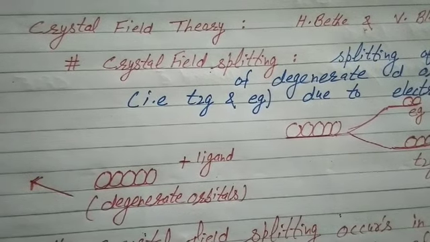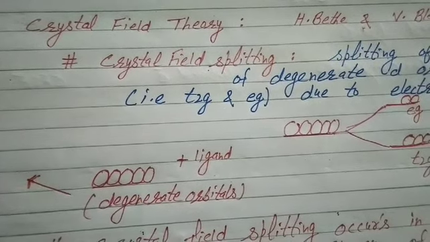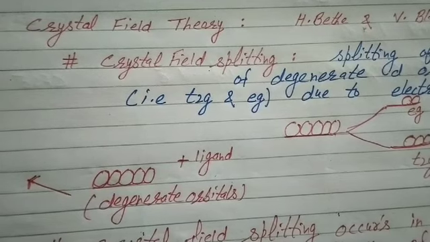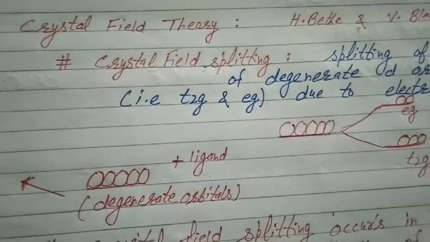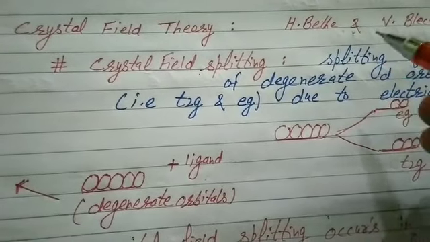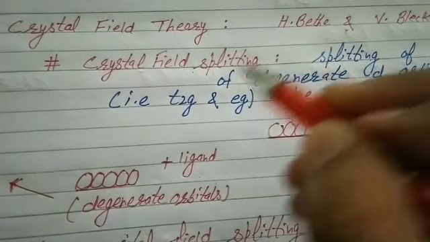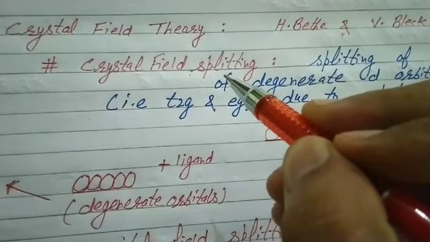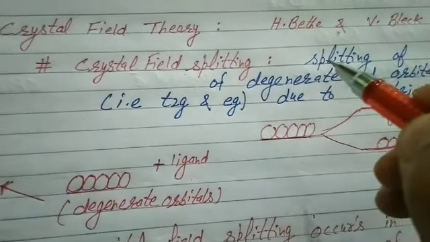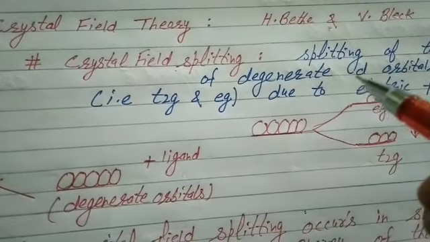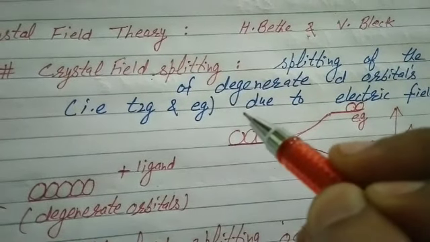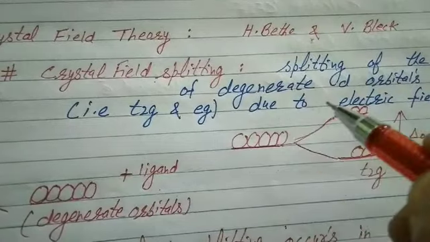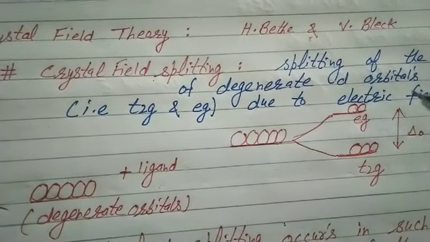Students, in coordination compounds, today we are going to study CFT, crystal field theory, given by the scientists H. Bethe and V. Bjerrum. At first, what is crystal field splitting? Already told you, splitting of the energies of degenerate d orbitals into two energy levels, that is t2g and eg, due to the electric field of the ligands.